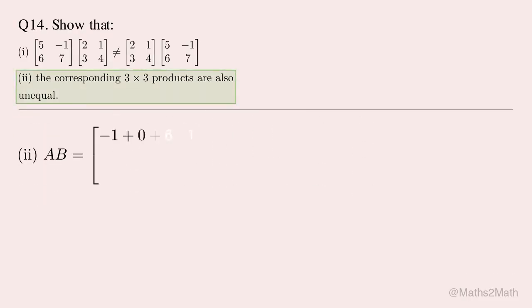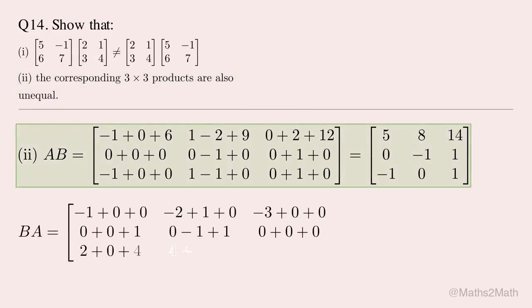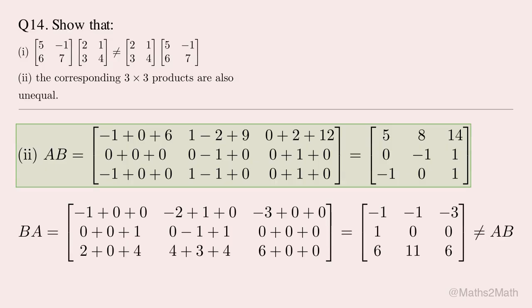Part 2, the first order with all 9 sums written. And the reversed order, all sums written, visibly different from the first entry onward.